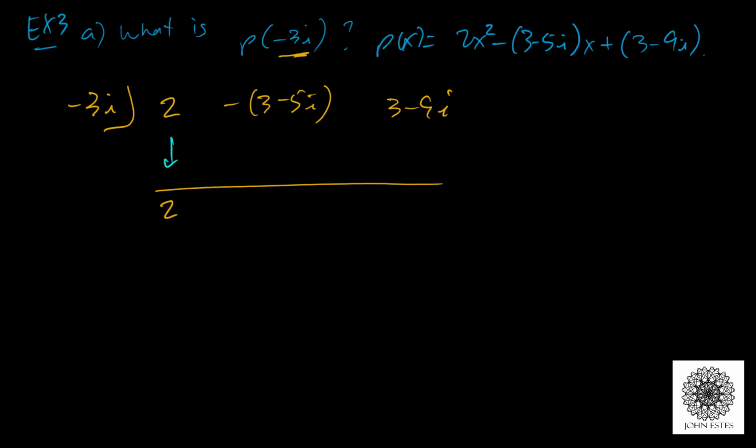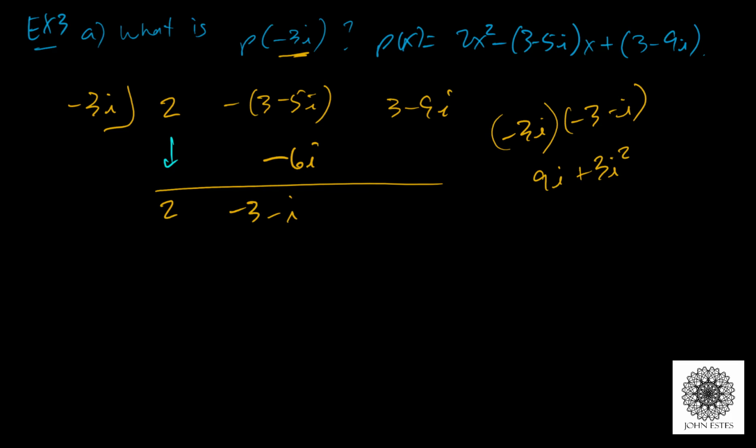I bring down 2. 2 times negative 3i is negative 6i. Okay, now I add. So I get a negative 3. Now that's a plus 5i. So that gives a negative i there. Now multiply negative 3i times negative 3 minus i, so you might have to do that on the side. Let's think about that real quick. So I get 9i plus 3i squared, which is going to be negative 3 plus 9i. Alright, so I'll write that there. Now I add those together, and I get a remainder of 0. Okay, so what is p of negative 3i then? It is 0.